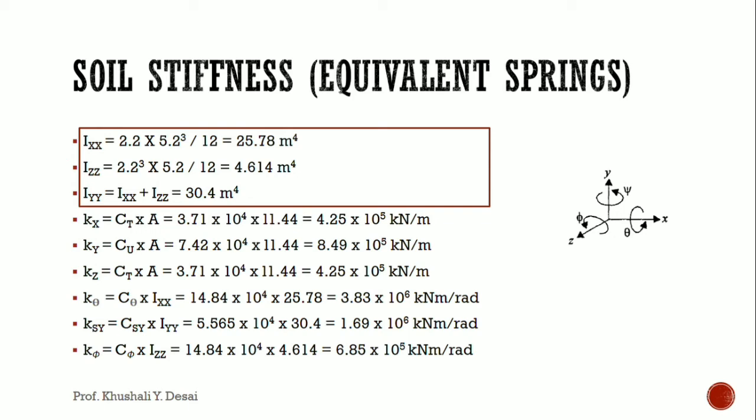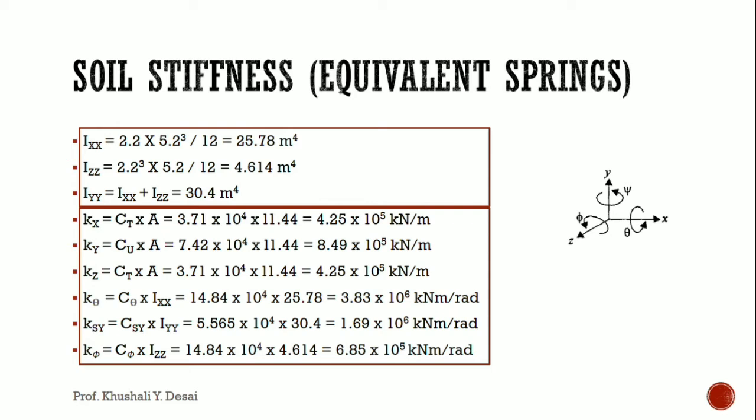From these moments of inertia, the soil stiffnesses can be obtained in this fashion. Kx, Ky, and Kz are the translational springs, which are Ct or C tau into area, Cu into area, and C tau into area correspondingly. While K theta, K psi, and K phi are the rotational stiffnesses, which are equal to C theta into moment of inertia about x, C psi into moment of inertia about y, and C phi into Izz correspondingly. The values obtained are as shown.